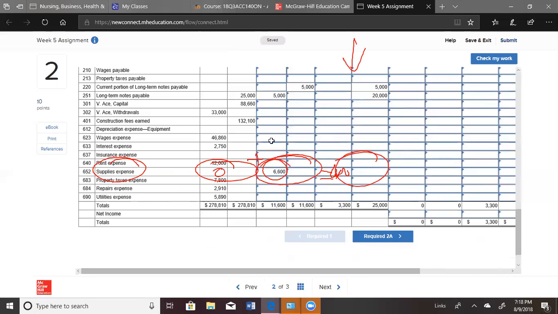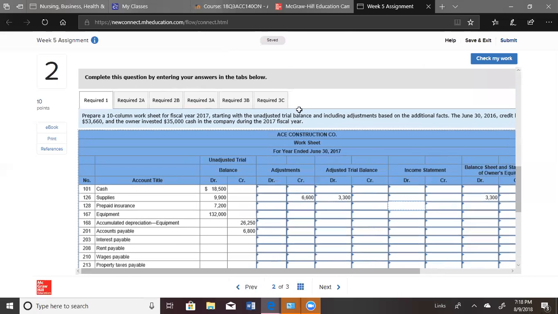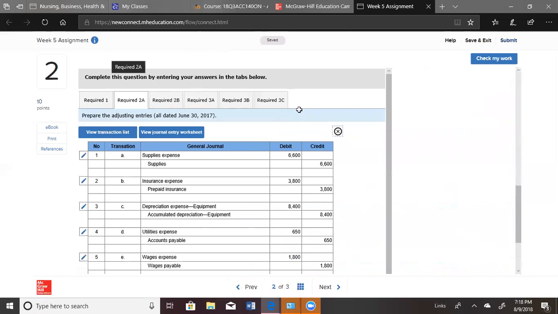So basically I just got to find all the adjustments first. Yeah, but you know where all the adjustments are. Theoretically, yeah, you got to find all the adjustments first. You want to just do the adjustments and not do the adjusted trial balance? No, I want to do the adjusted trial balance too. Well, let's just make it simple. Let's just do this row first. Okay, so there's a supplies expense. So go back to required. Okay, required two. So what's the next?